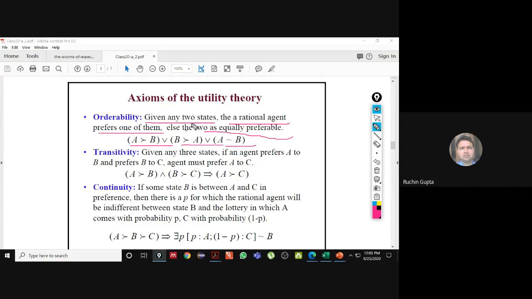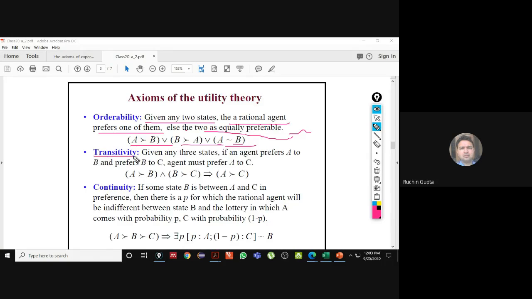So depending upon the expected utility value of A and B, the agent will either prefer to take A compared to B, or the agent can take B compared to A, or if the utility value of A and B are the same, then the agent can use either A or B. In that case, they are supposed to be indifferent. So this tilde sign is for indifference. There is no difference the agent finds between action A and action B, or state A or state B, right?